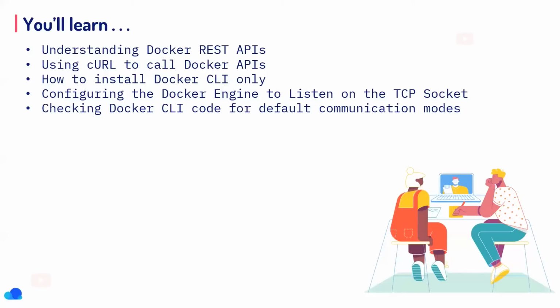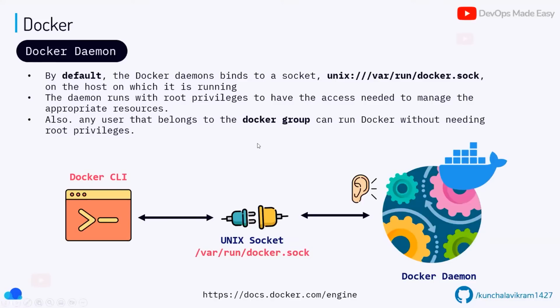So these are the various things I will cover. We will see how to use Docker REST APIs, how to call them using curl commands, how to install only Docker CLI without Docker daemon, and then how to configure your Docker daemon to listen on the TCP socket. Okay. We'll also see the Docker CLI source code in GitHub, where Docker clearly mentions the default configuration related to communication between client and the server. So this will be quite advanced, and if you're not able to understand initially, do practice it twice so you'll be able to understand it.